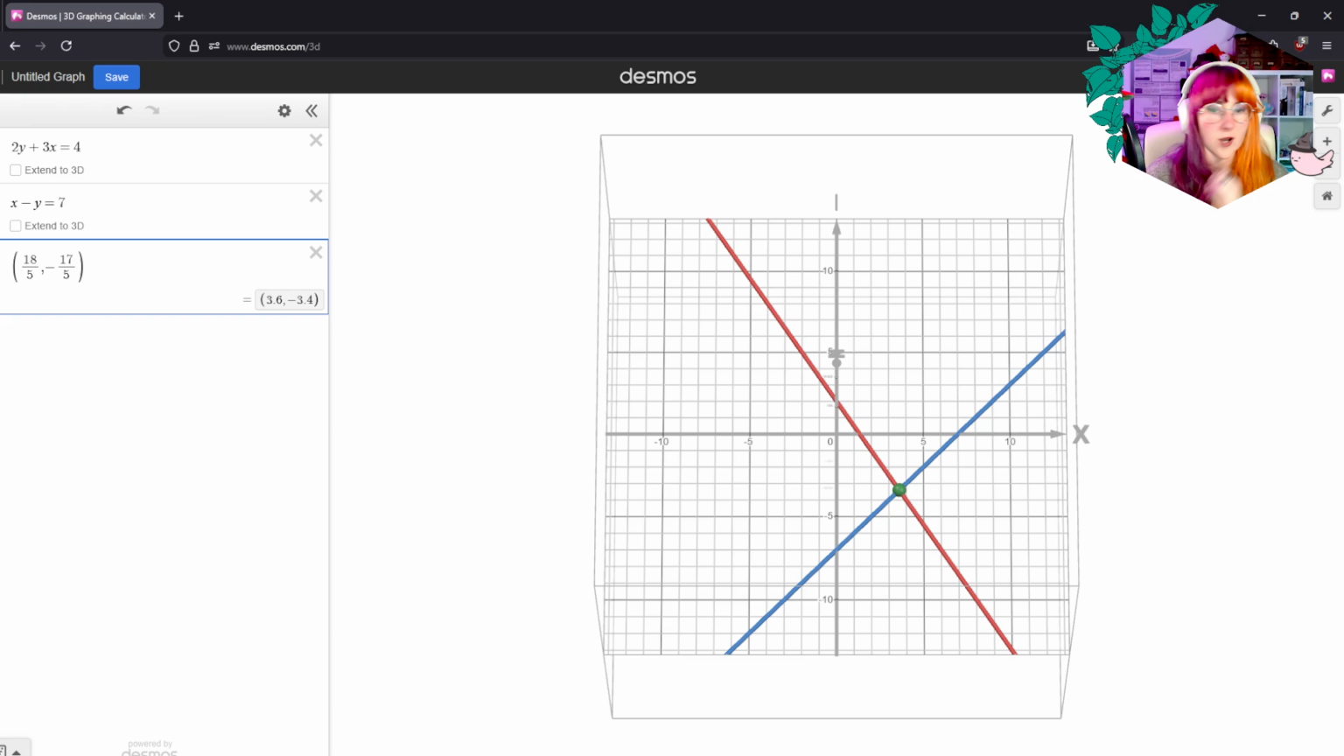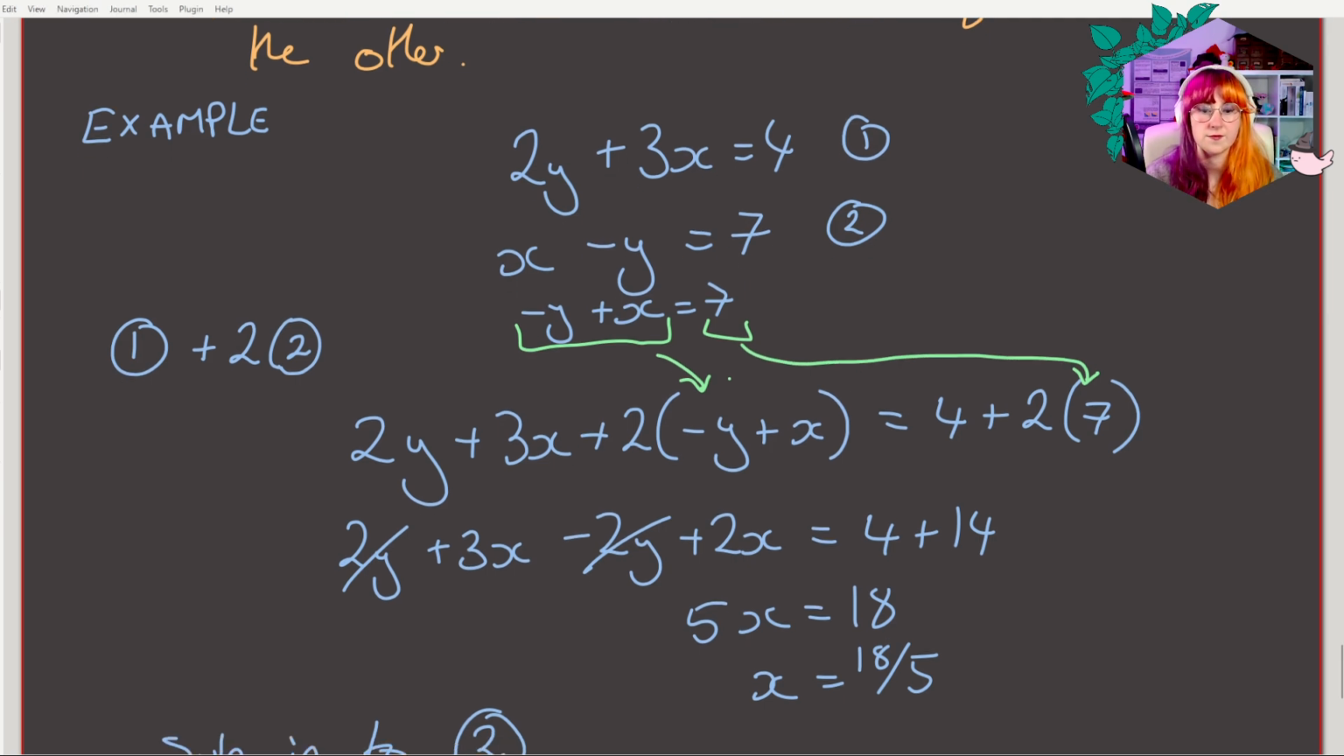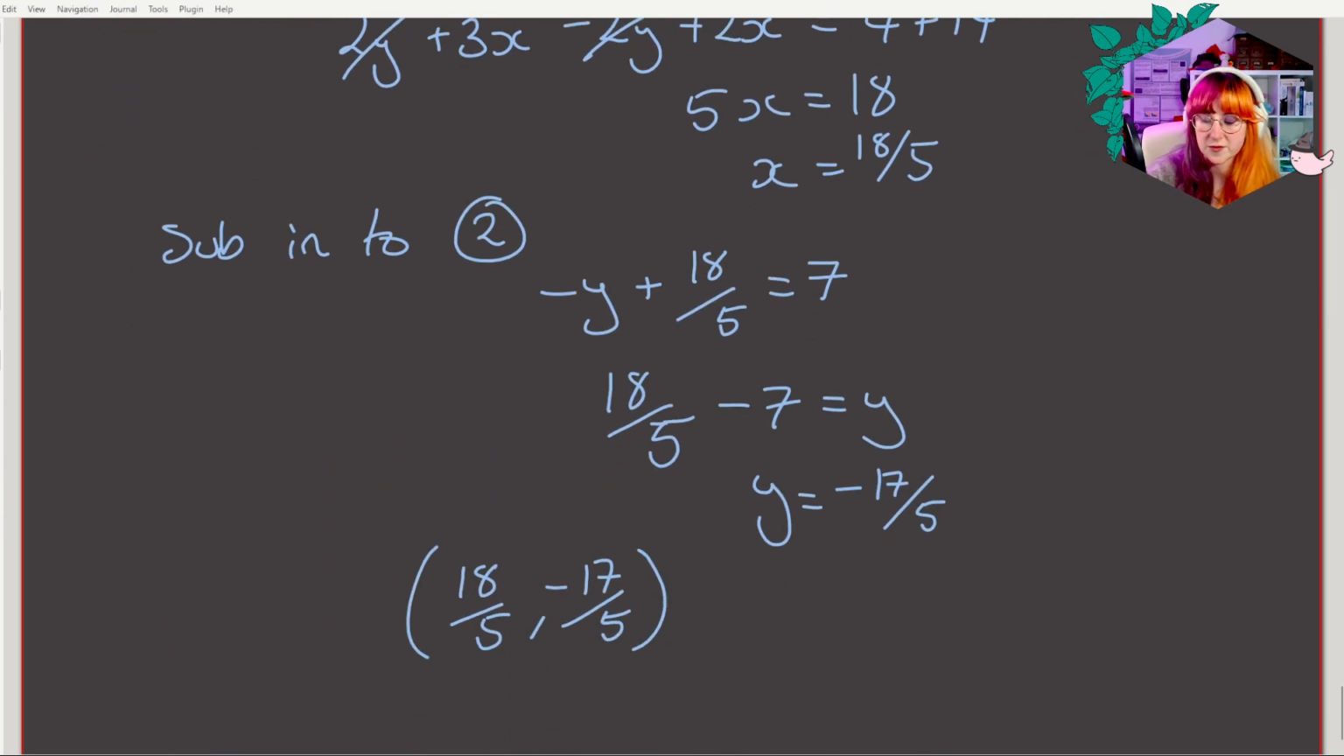And that plonks it in as a plot, as a dot, which is where they intersect. So we can check our solutions by just plotting it, or plugging both of the coordinate pairs into both equations to see if it is on both of those lines. So that's solving simultaneous equations normally.